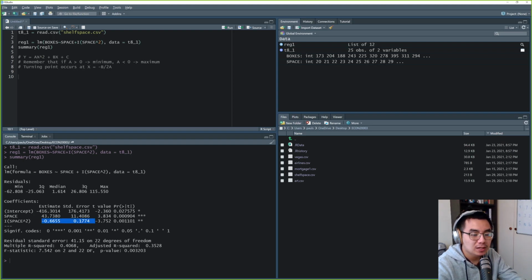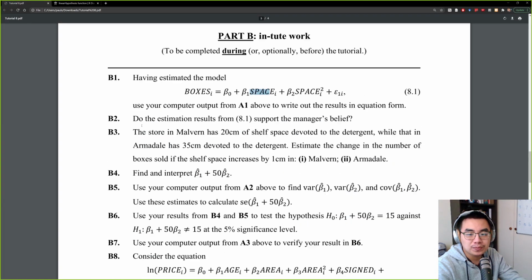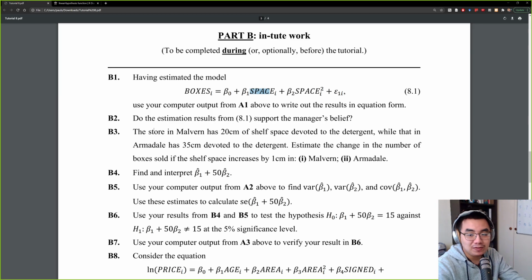Okay, so here you can see because the coefficient on the quadratic term is negative and statistically significant, the manager is actually correct. So it means that it's going to be going up and then it's going to hit a maximum and then start turning around and going back down, right? Okay, so it does support the manager's belief.